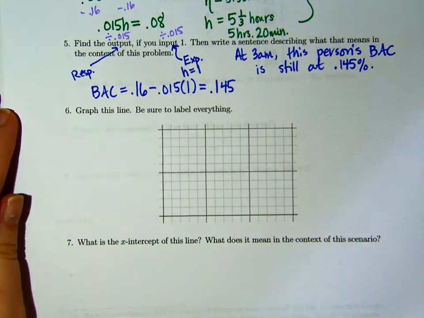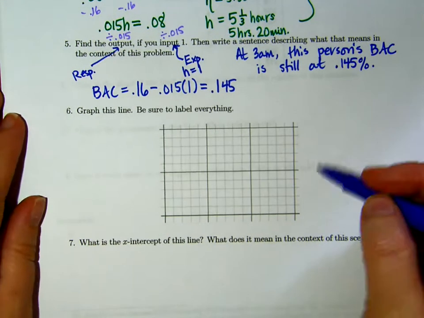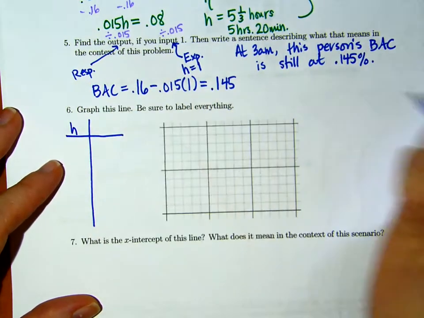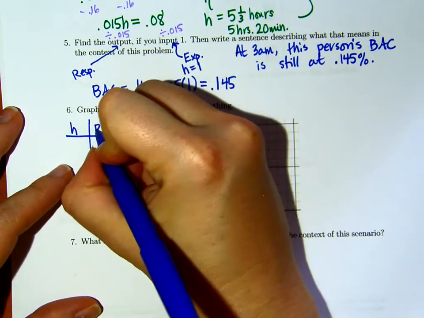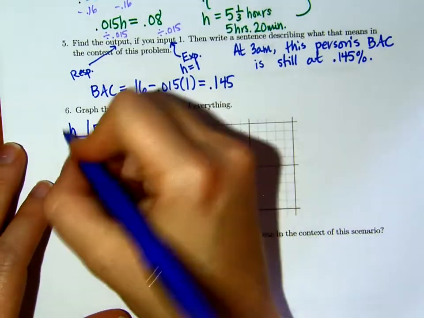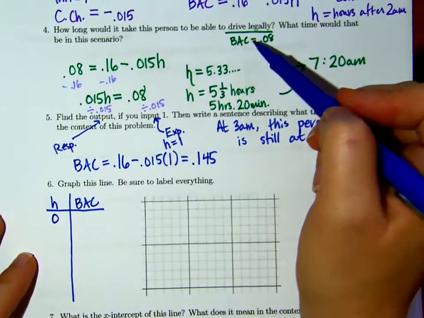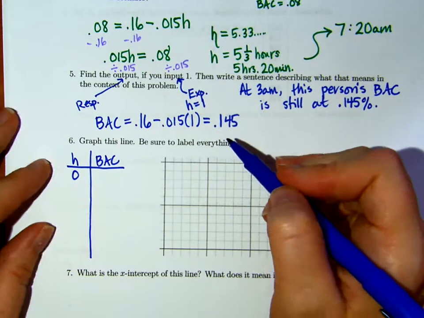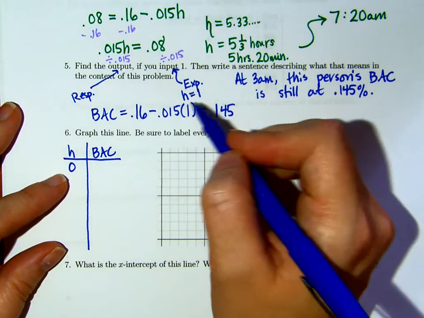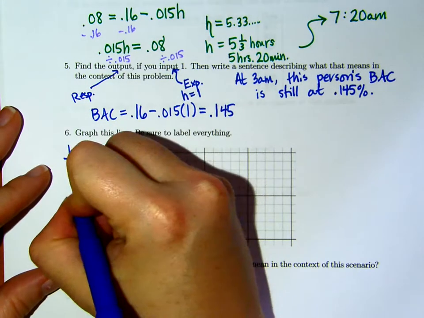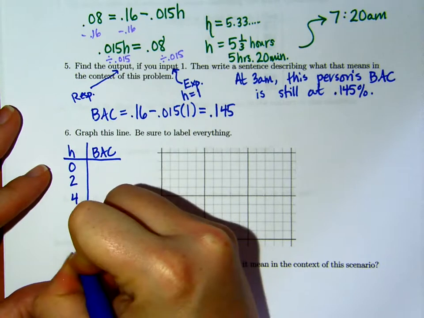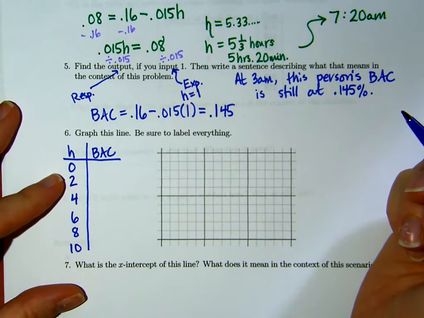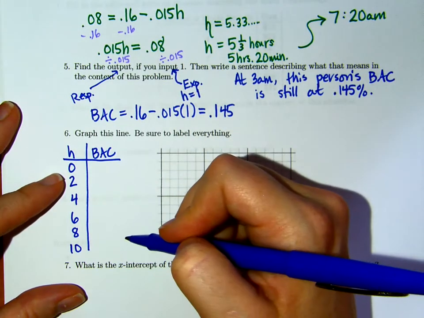Graph this line and label everything. Well, the first thing I'm going to need in order to graph is a table of values. Since this is going down so slowly, I mean, look at that, 0.145, I'm not going to plot 0.145. I'm actually going to count by twos. And then I'm going to find these blood alcohol concentrations.